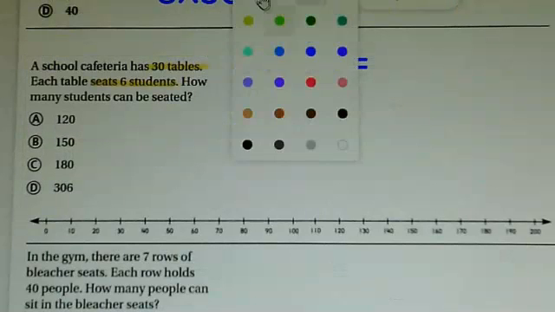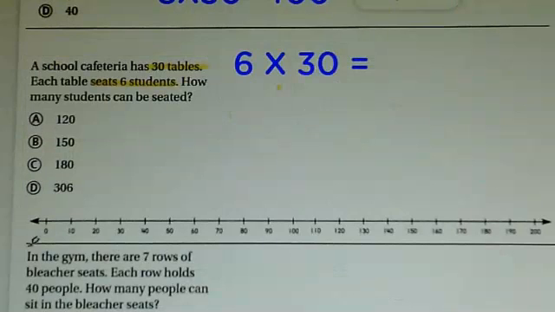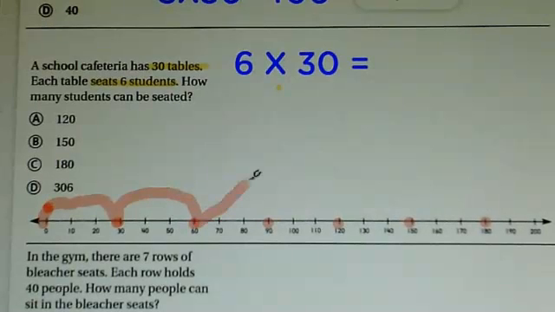So if I was to do this, I'm going to count by tens to 30 6 times. So 10, 20, 30. There's one. 10, 20, 30, and so on. Okay. Let's see how many jumps I have. There's 1, 2, 3, 4, 5, 6.